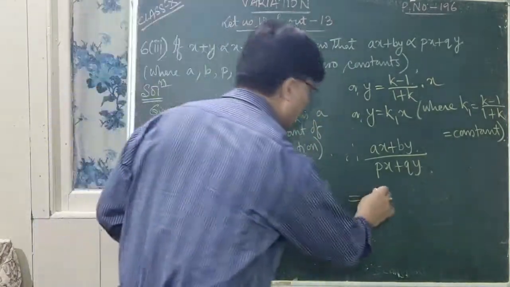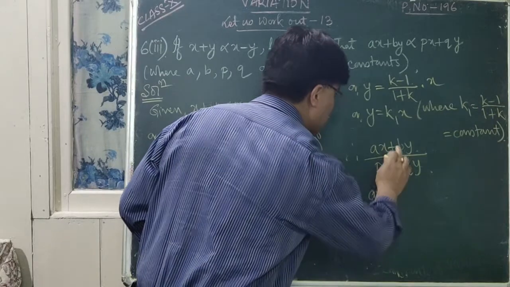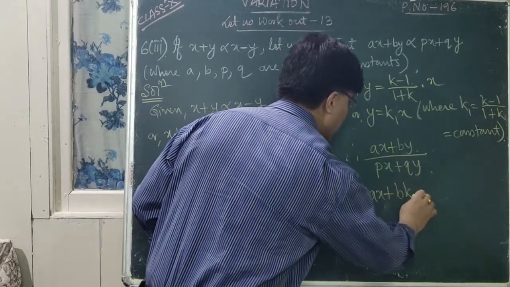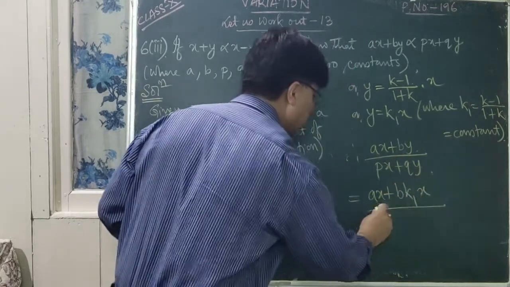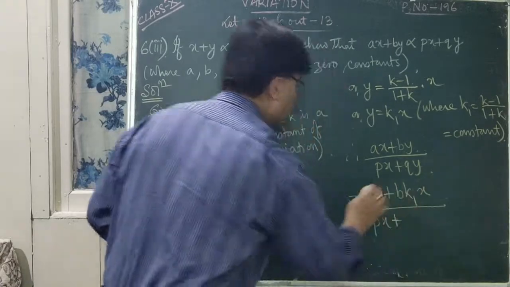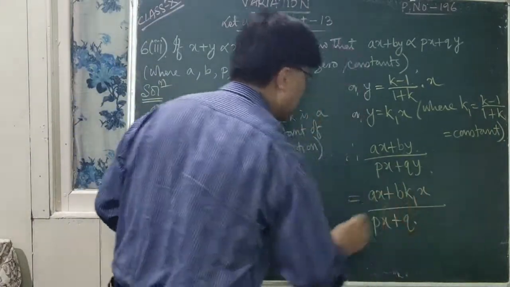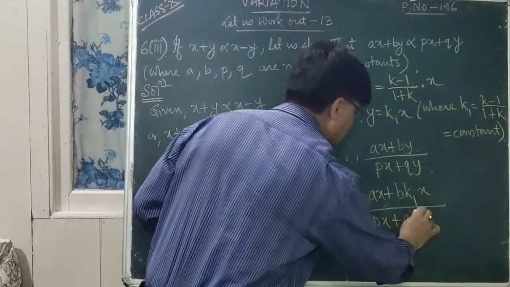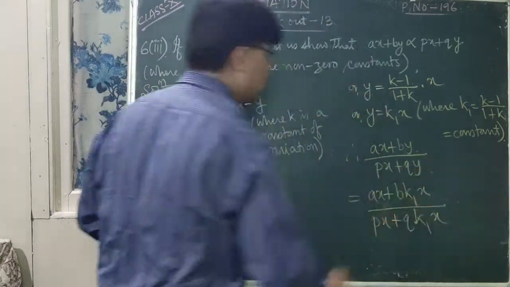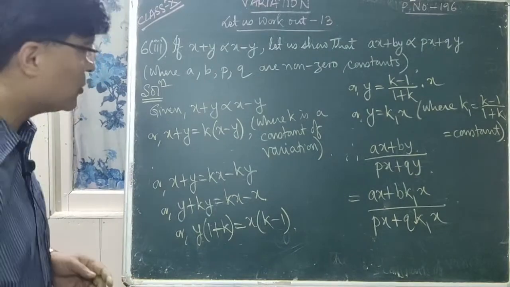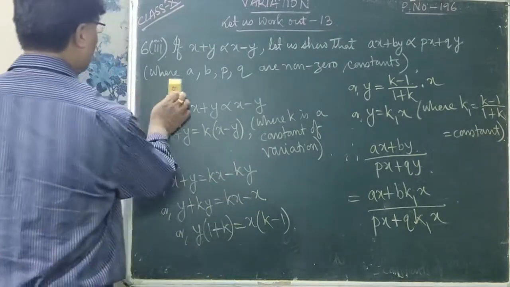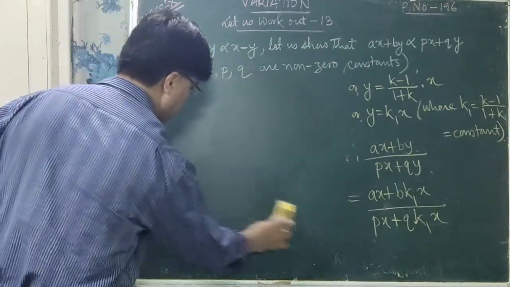Let us put the value for y only. Ax plus b, what is y? K1x divided by px plus what is q is written as it is, and what is the value for y? It is k1x. So I think you have understood it.